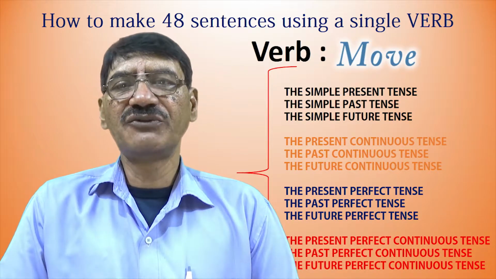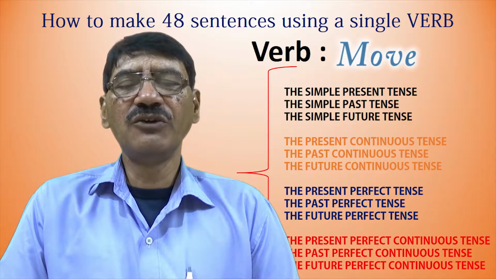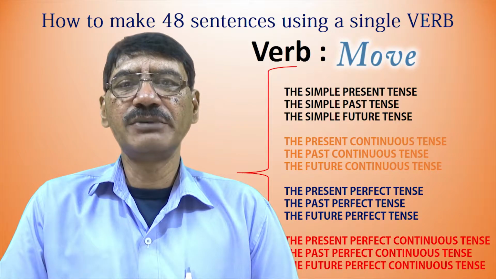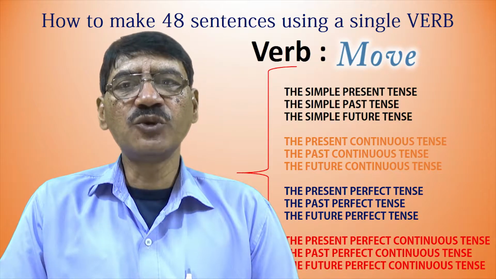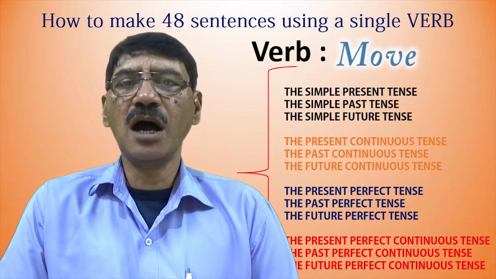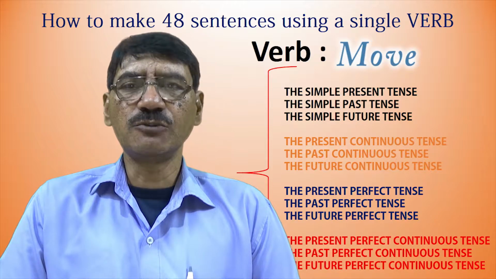We will move from place to place. We won't move from place to place. Will you move from place to place? Won't you move from place to place? We are moving from place to place. We aren't moving from place to place. Are you moving from place to place? Aren't you moving from place to place?